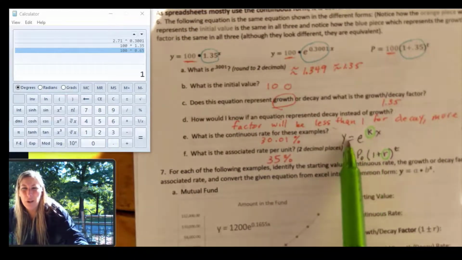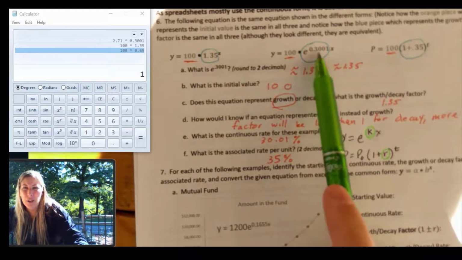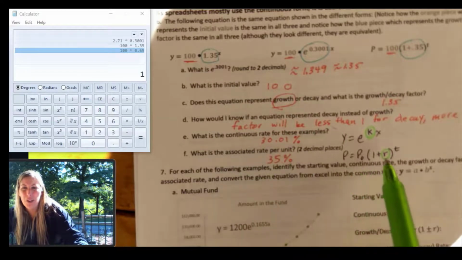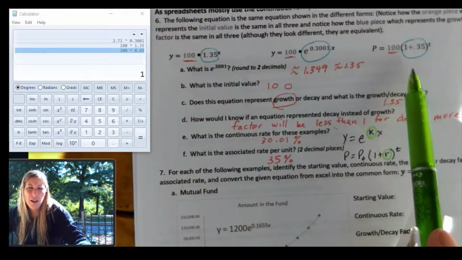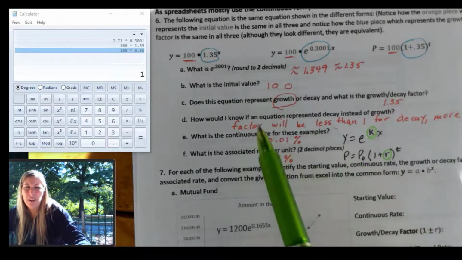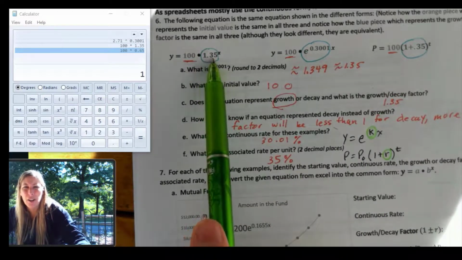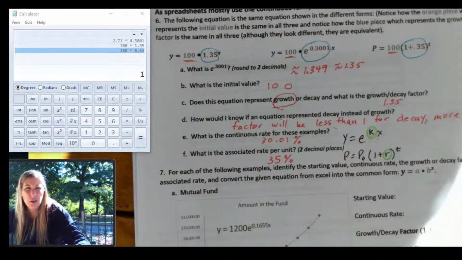It's the k value in y equals e to the kx. So the k value is 0.3001. And the 35%, the associated rate per unit, is the r value in 1 plus or minus r, which is going to be 0.35. So it's 35%. If you're only given this form, it's very easy. You just subtract the 1, right? And you're left with 35%, 0.35. All right, so hopefully you guys enjoyed question number 6.